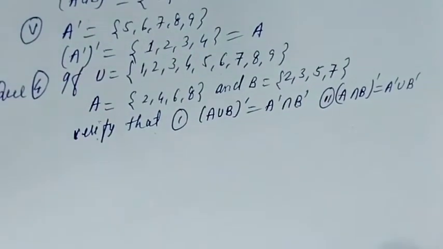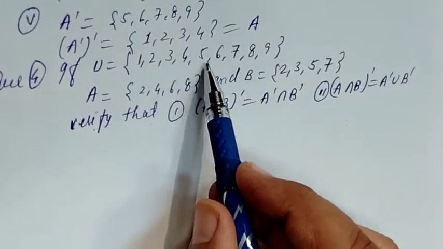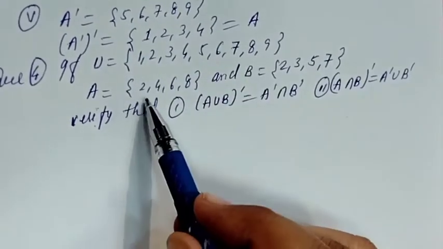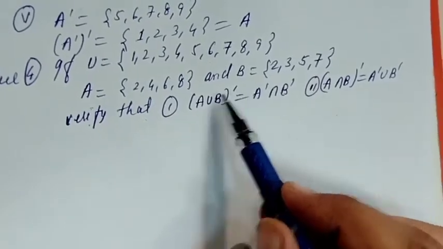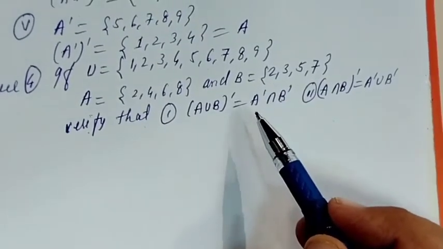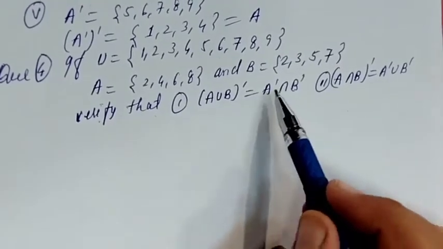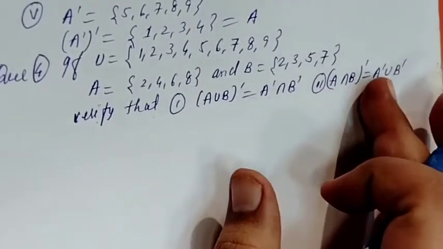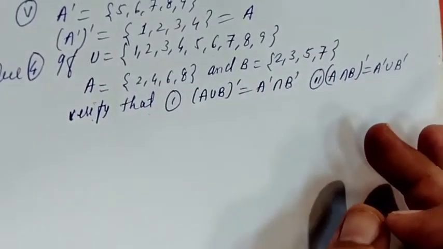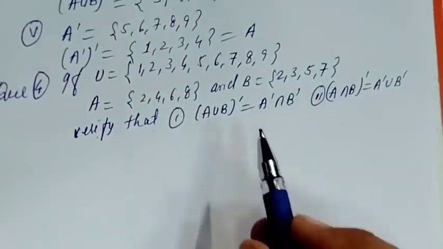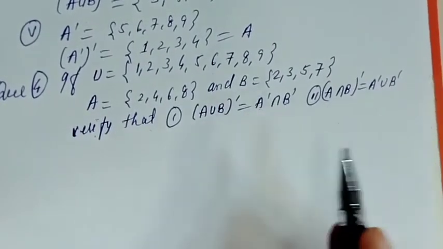Now question number 4 of 1.5: universal set is 1, 2, 3, 4, 5, 6, 7, 8, 9. A is 2, 4, 6, 8 and B is 2, 3, 5, 7. You have to verify De Morgan's law. Already I have explained the proof of De Morgan's law with the help of Venn diagram. This part is done; the second part you have to do. Now a question based on this. First of all find A dash, B dash, then whatever is required.